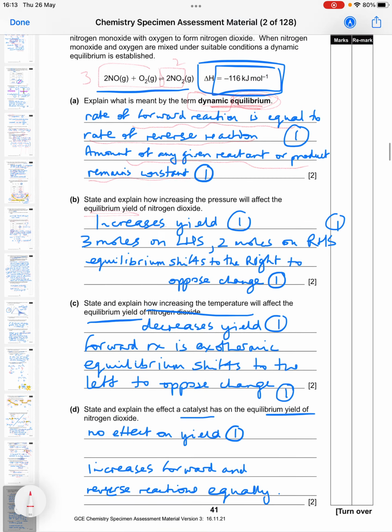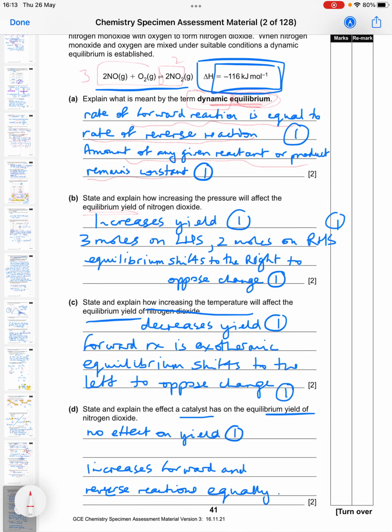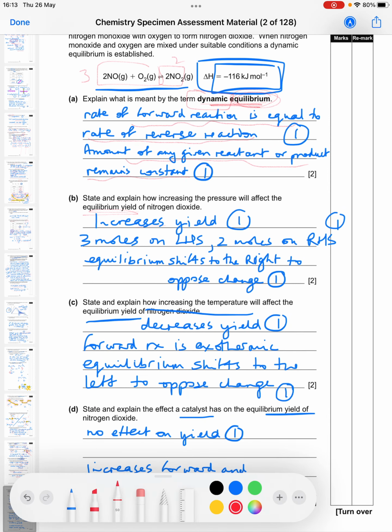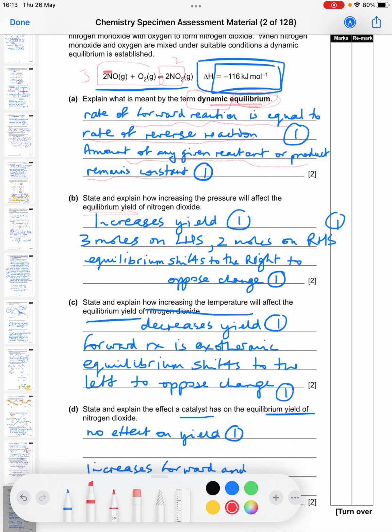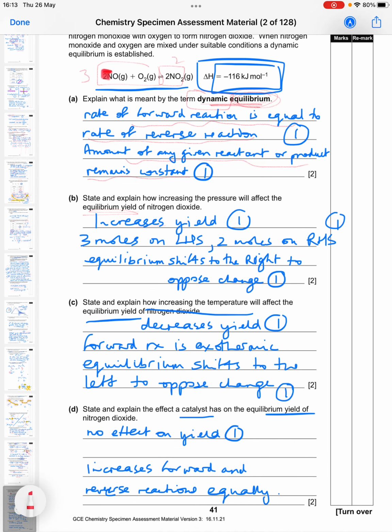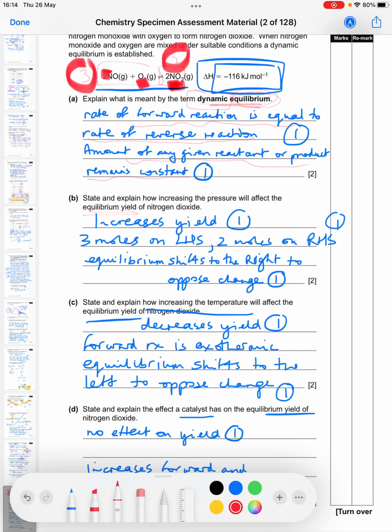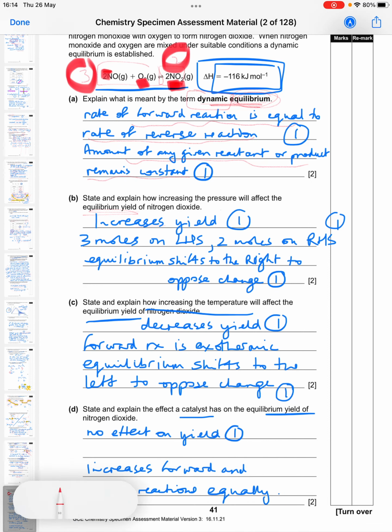Next, state and explain how increasing the pressure will affect the equilibrium yield of nitrogen dioxide. So if we look here in the equation, we have 2 moles of the NO, we have only 1 of oxygen, and we have 2 moles here, so we have 3 on the left hand side and 2 on the right hand side. So what you need to say in your explanation is that, well, first it'll shift equilibrium to the right, which will increase the yield. So that's your state for 1 mark.